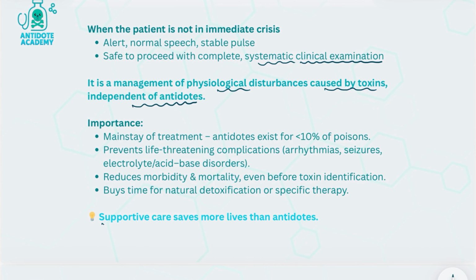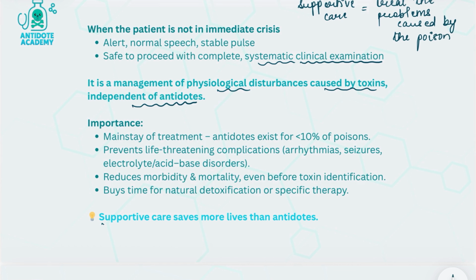What this means is that what we do is called supportive care. What does supportive care mean? We treat the problems caused by the poison in the body, like abnormal heart rhythms, seizures, low or high electrolytes, or body temperature changes, even if there is no specific antidote present.